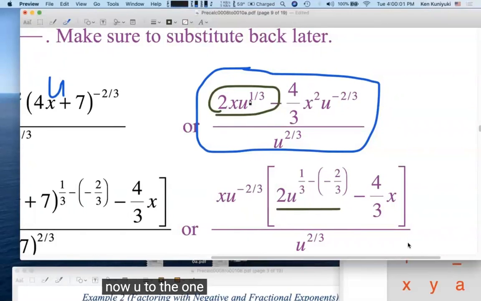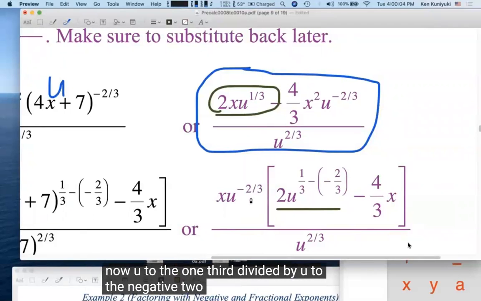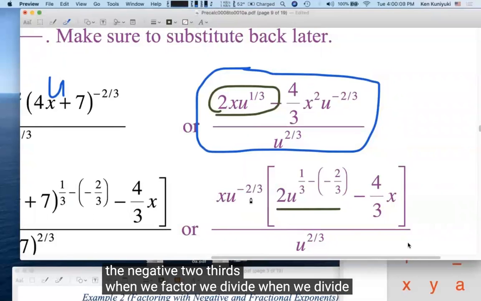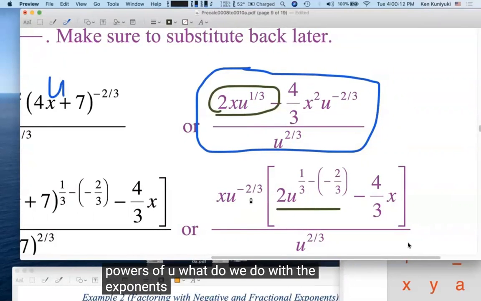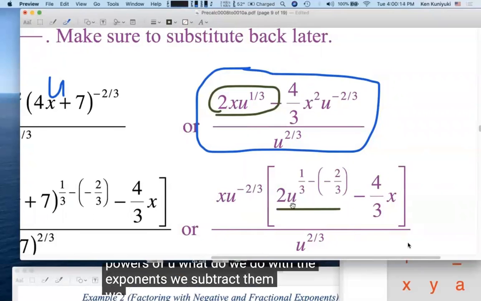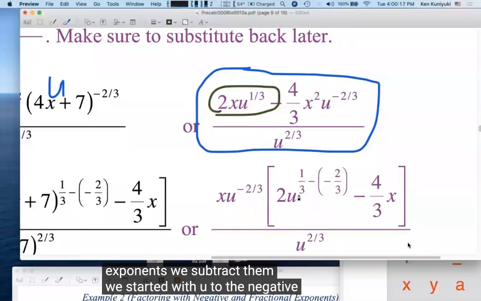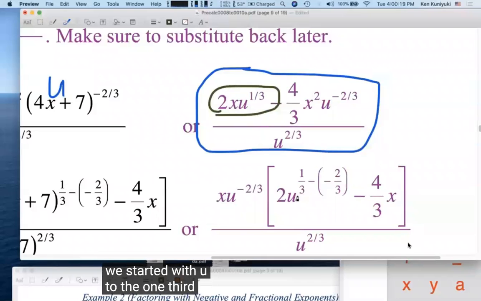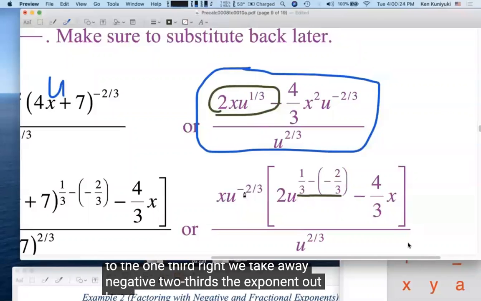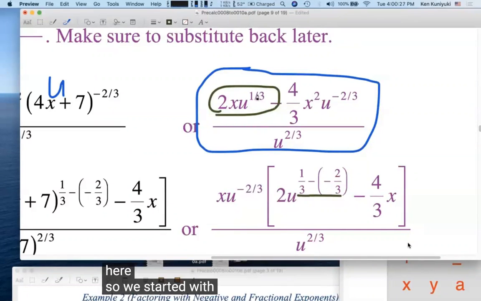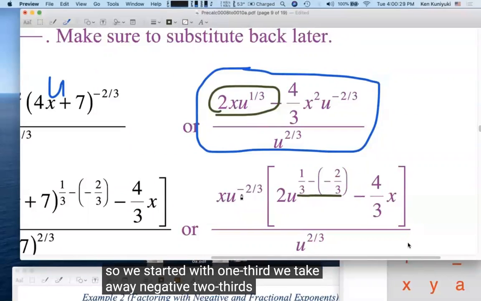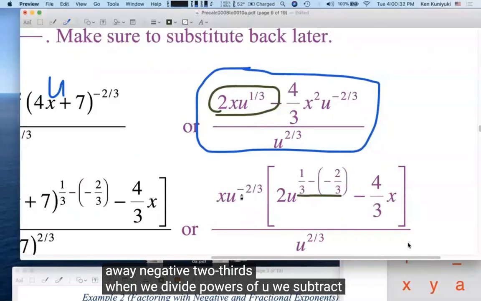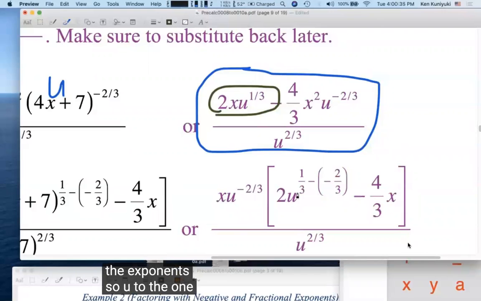Now, u to the 1/3 divided by u to the negative 2/3. When we factor, we divide. When we divide powers of u, what do we do with the exponents? We subtract them. We started with u to the 1/3. We take away negative 2/3, the exponent out here. So we started with 1/3, we take away negative 2/3. When we divide powers of u, we subtract the exponents. So u to the 1/3 minus negative 2/3.